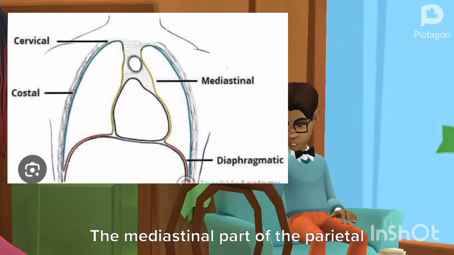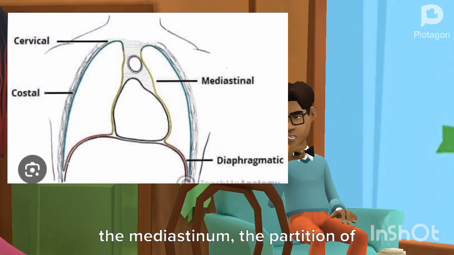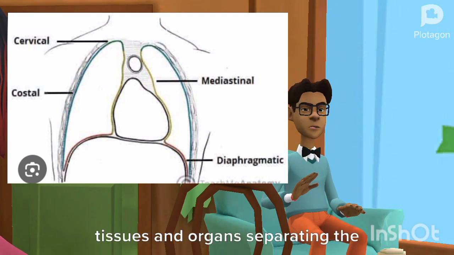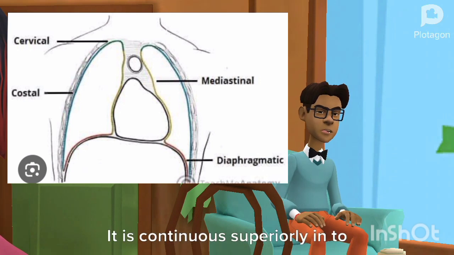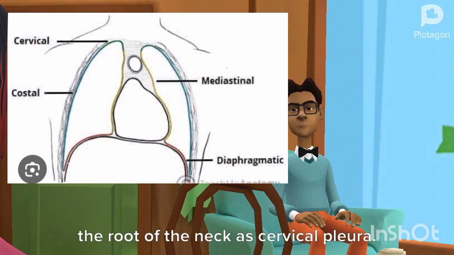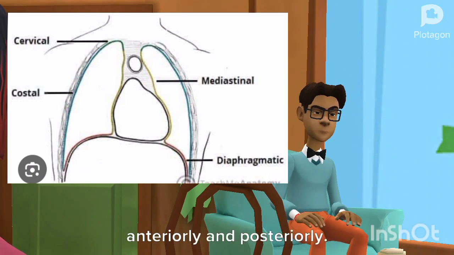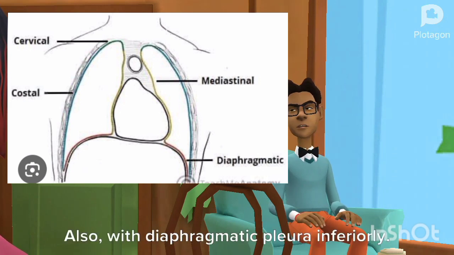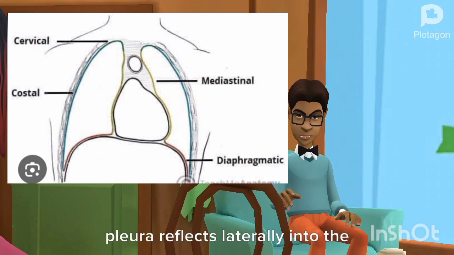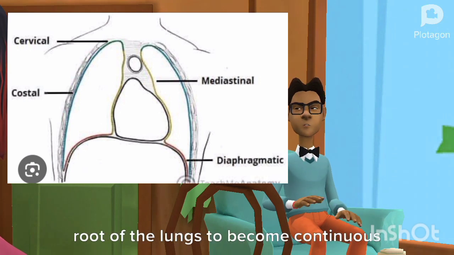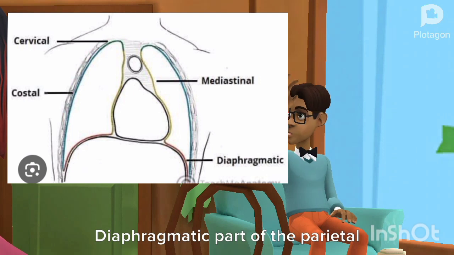The mediastinal part of the parietal pleura covers the lateral part of the mediastinum, the partition of tissues and organs separating the pulmonary cavities in their pleural sacs. It is continuous superiorly into the root of the neck as cervical pleura. It is continuous with the costal pleura anteriorly and posteriorly, and also with diaphragmatic pleura inferiorly. At the hilum of the lungs, the mediastinal pleura reflects laterally into the roots of the lungs to become continuous with the visceral pleura.